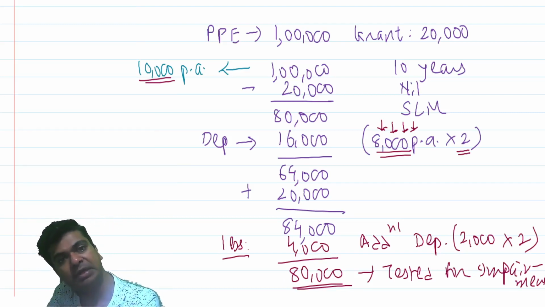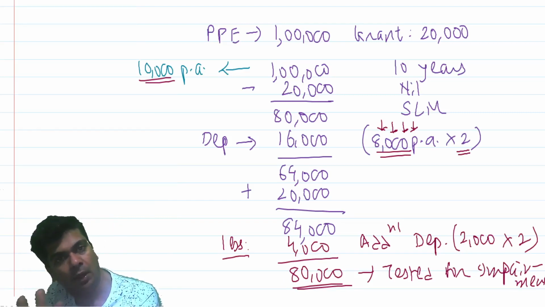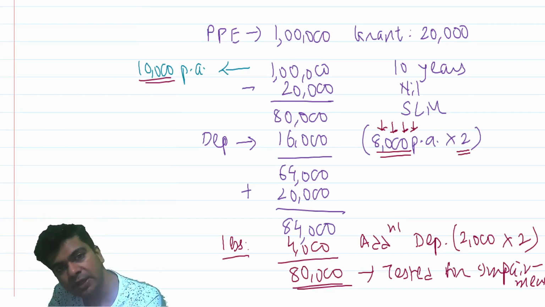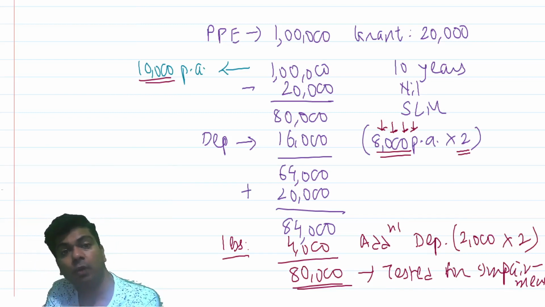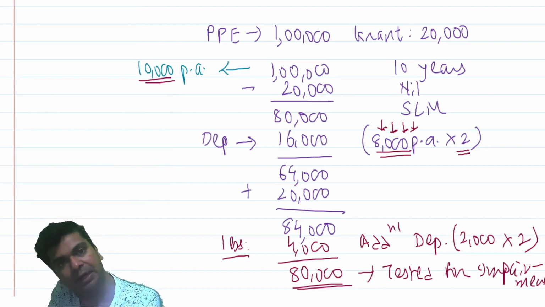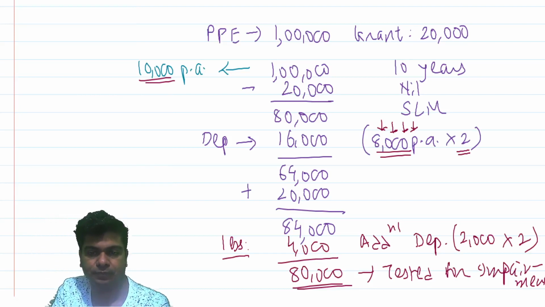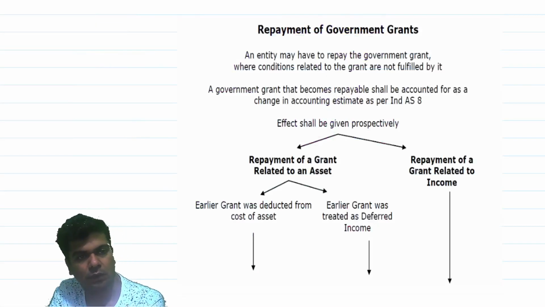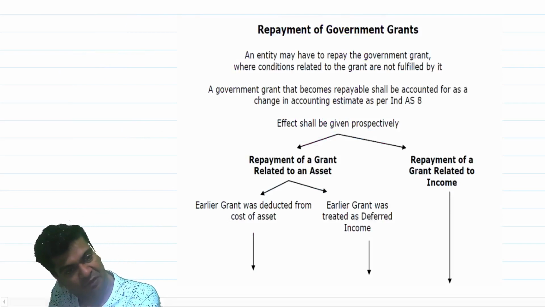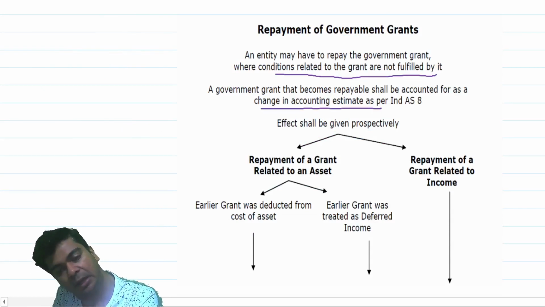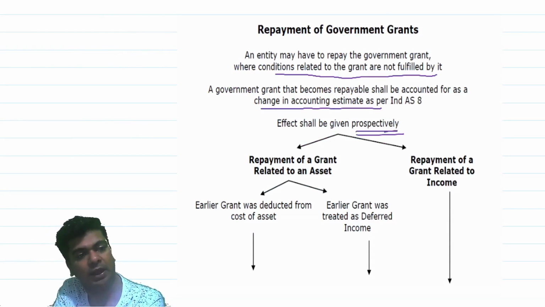Ind AS 20 simply says test for impairment. It will not cover how the impairment is to be calculated. Impairment will be calculated as per the requirements of Ind AS 36. This is what you will be doing if you had originally deducted the government grant from the cost of the asset. This is what we are discussing right now, right? Repayment of government grant. When conditions are not fulfilled by us, it will be a change in accounting estimate. Give the effect prospectively.